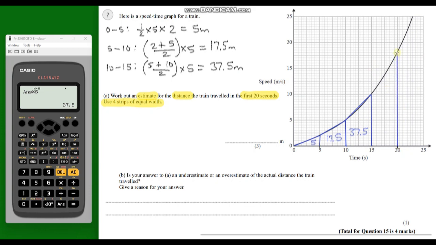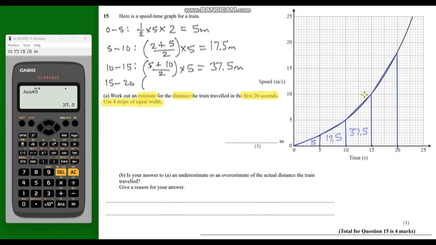And finally let's just do the last one. So all the way up to that point there. You do need to be very accurate on this. My graph is a bit smaller than yours. I'm going to use my line tool again. So we're going up to there. There we go.